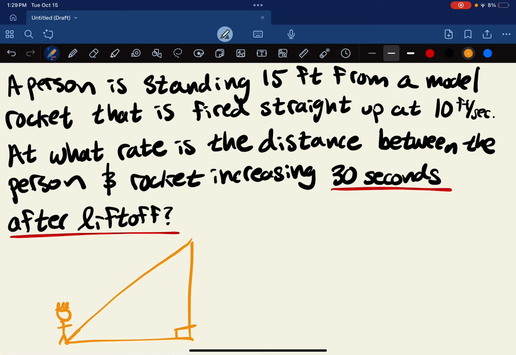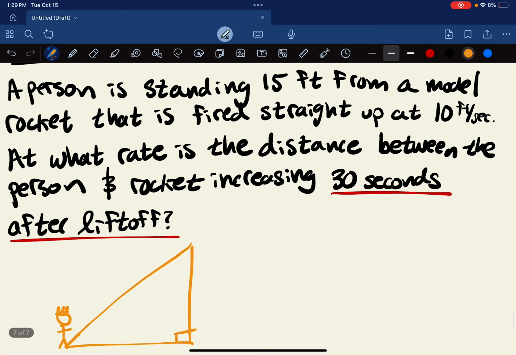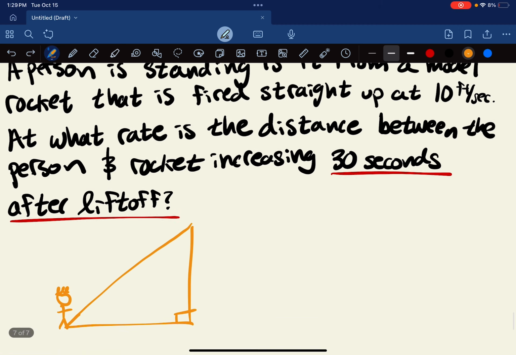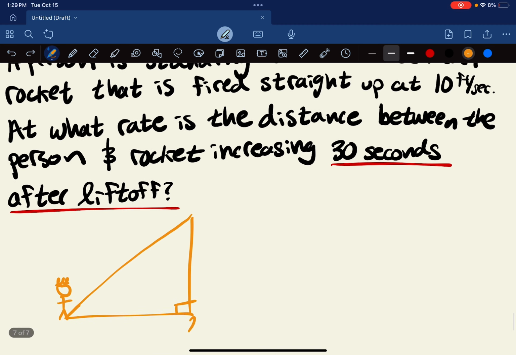So we need to create a triangle without thinking about this instance, and then after that we'll create a different triangle with the consideration of the instance. So let's just fill in what we have. A person is standing 15 feet from a model rocket that is fired. So let's say this is the launch site. This is going to be the rocket.